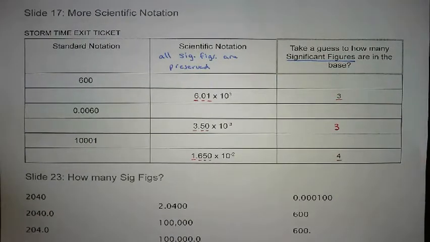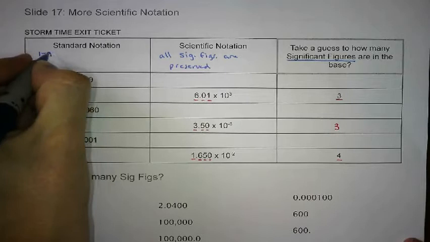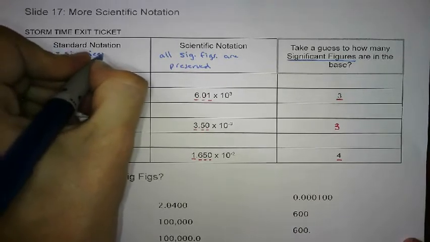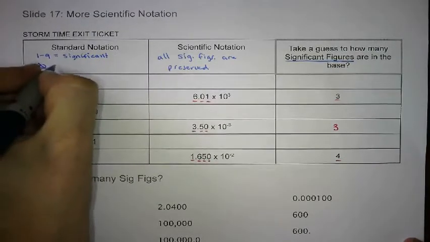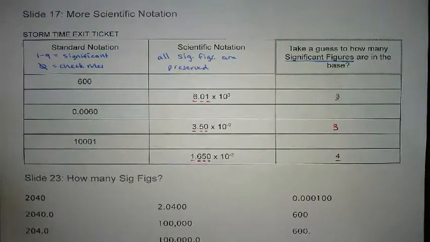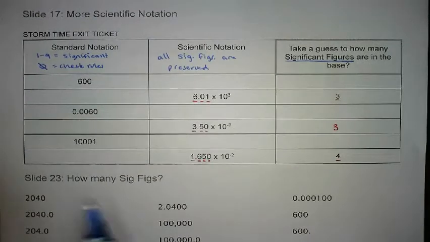All right. With standard notation, you need to apply your rules and double check. Remember, if you have a non-zero integer, so any numbers 1 through 9, they are all significant. If you have a 0, you need to check your rules. That's what we'll go into more following this. So the main skill here is making sure that you can go between standard and scientific notation.